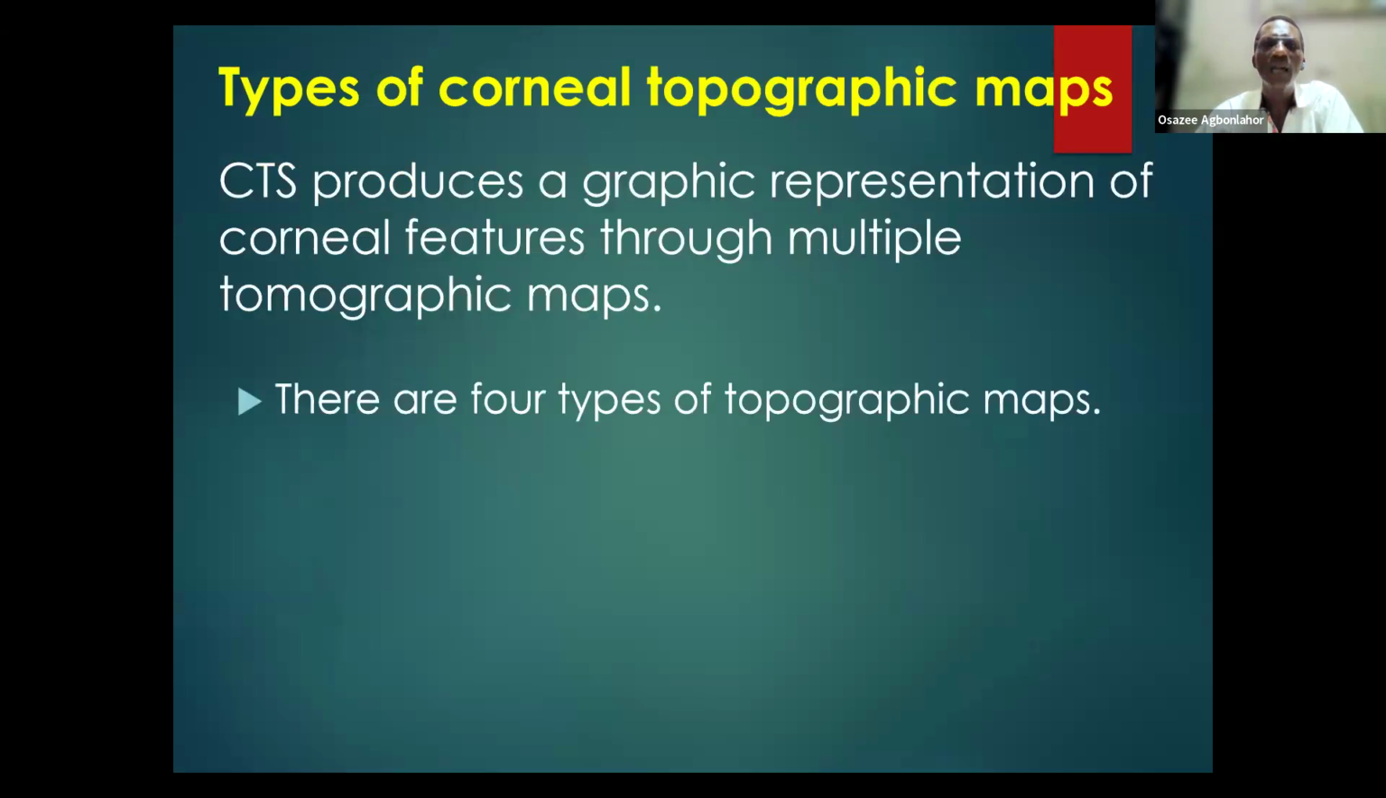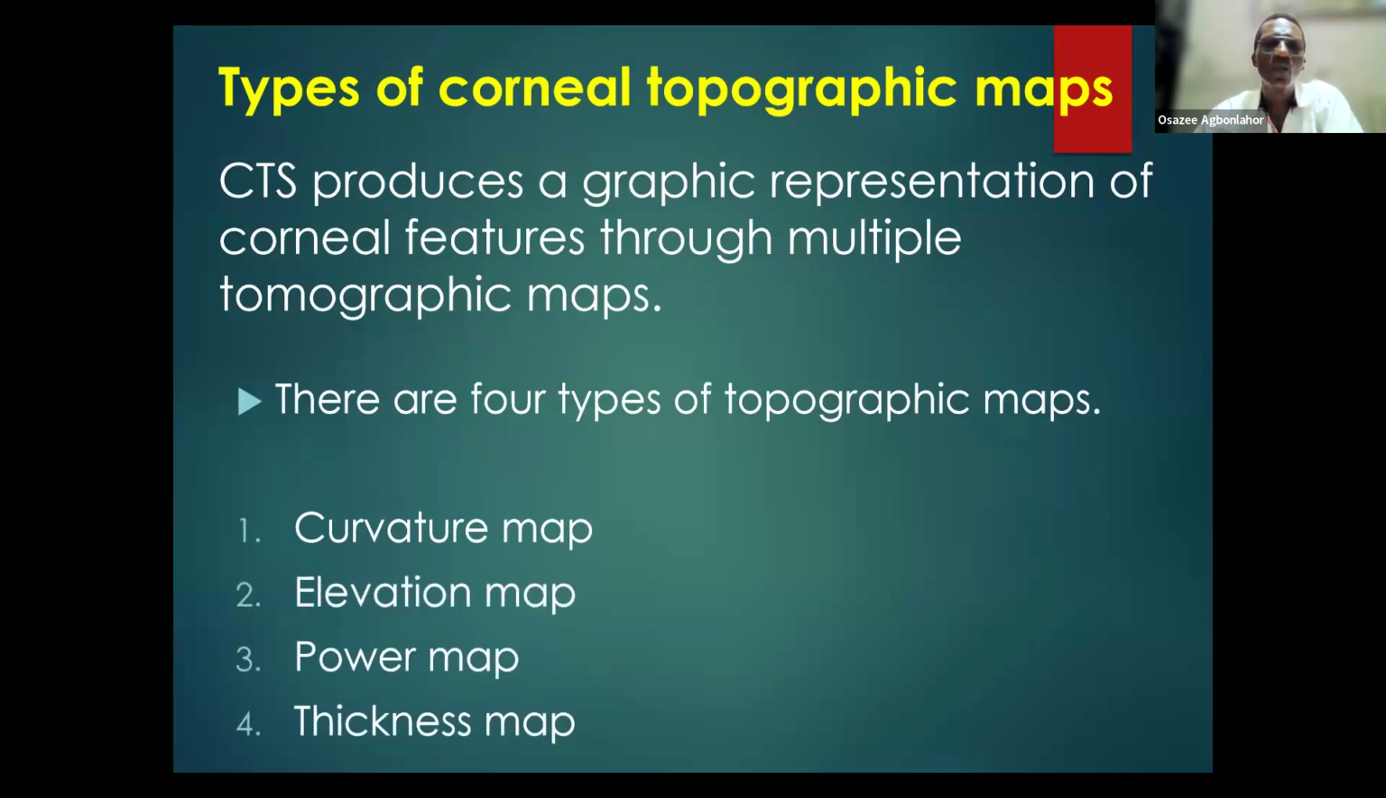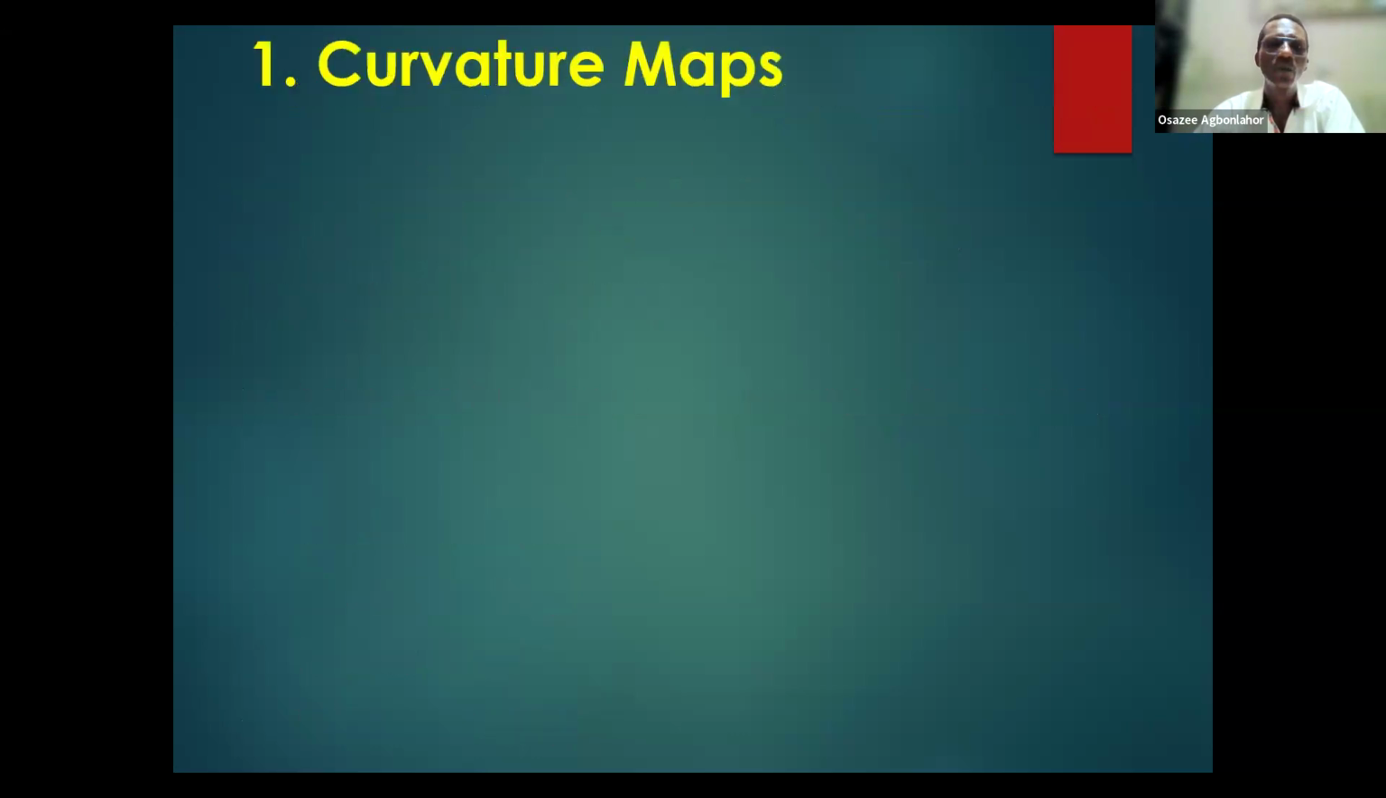Types of corneal topographic maps. Here we have about four types of maps that are seen in the printout of your corneal topography system. One is the curvature map. We have the elevation map. We have the power map, and of course the thickness map. We'll look at them one by one.